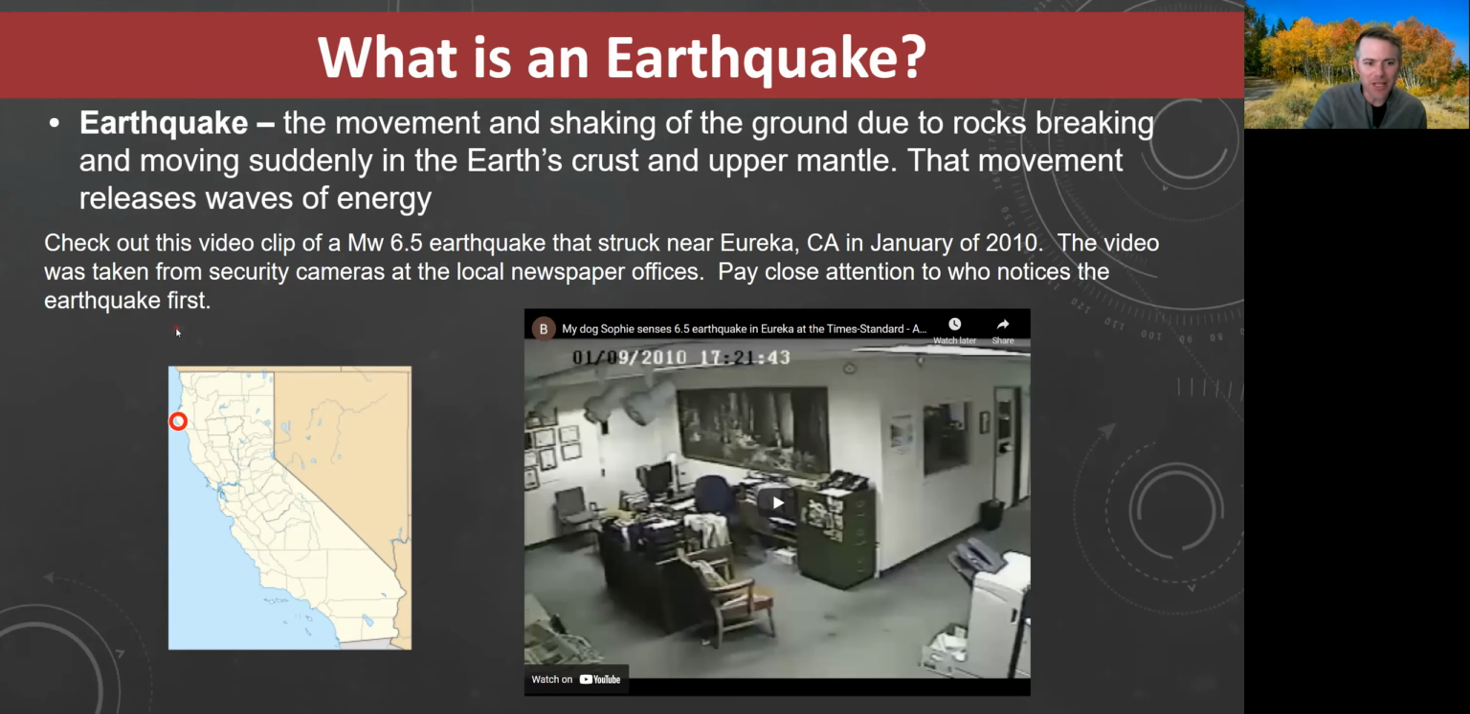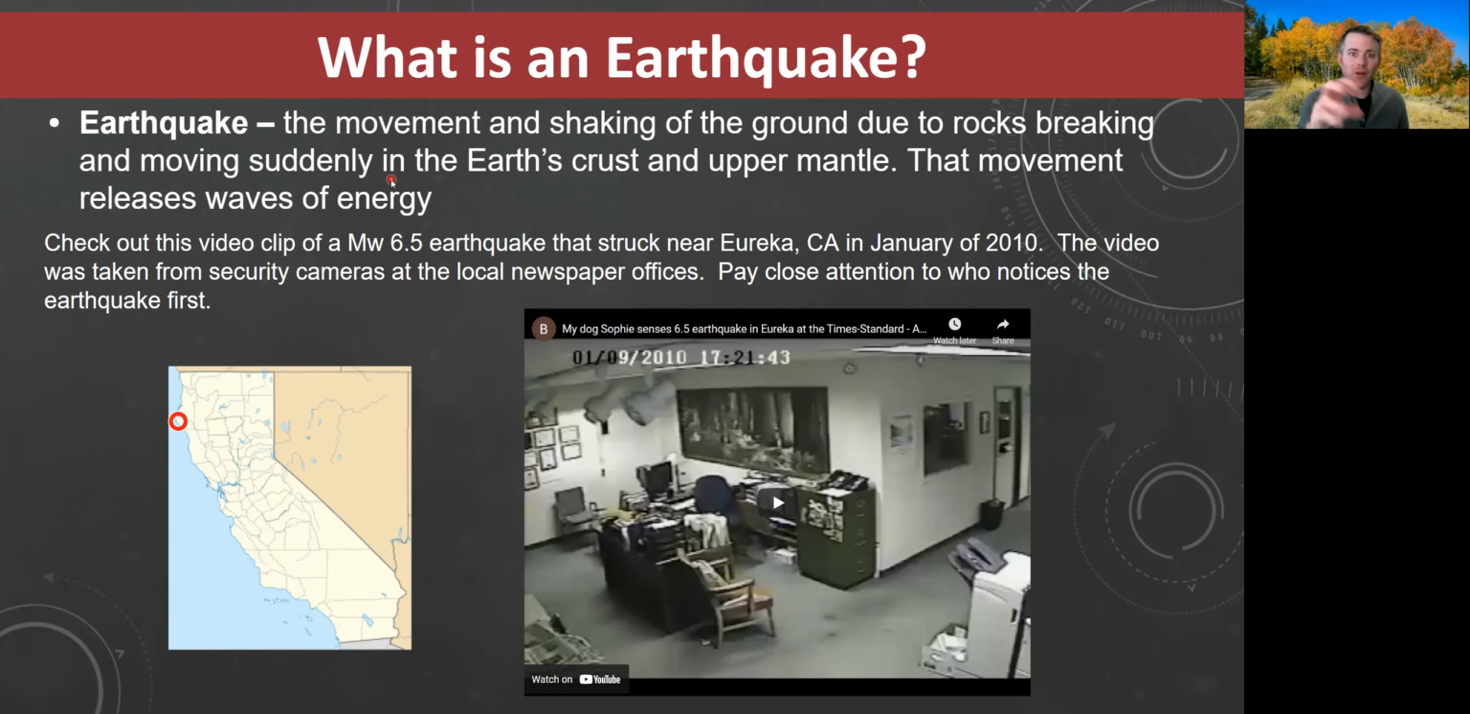So what is an earthquake then? We've been talking about it. Well, here's the actual definition. It's basically just the movement and the shaking of the ground due to rocks breaking and moving suddenly in the Earth's crust, and sometimes in the upper mantle, right? That lithosphere where it's nice and cold and brittle. And that movement releases waves of energy.